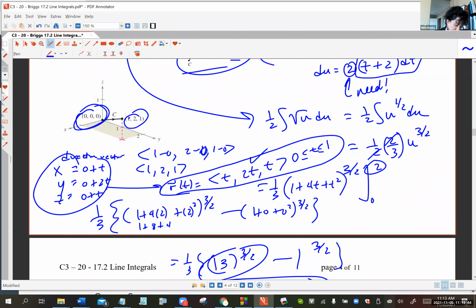Okay, so I spoke too fast. There's a little mistake I made here. 2 minus 0 there. 1 minus 0, 2 minus 0, 1 minus 0. And you should get 1, 2, 1. So now we parameterize the curve.